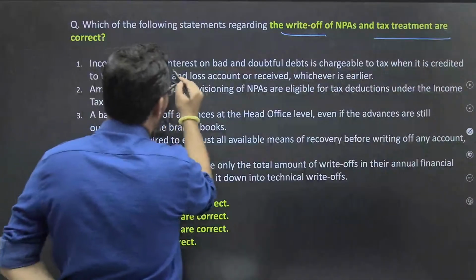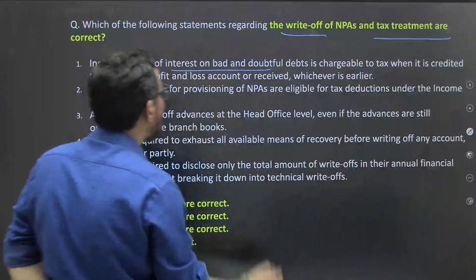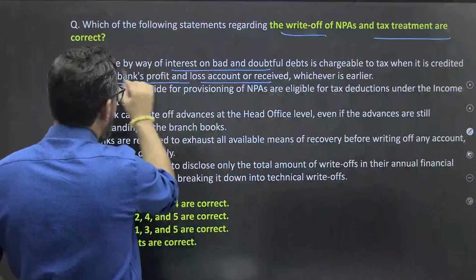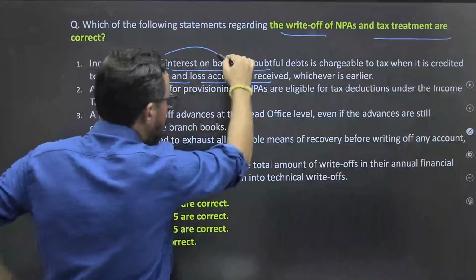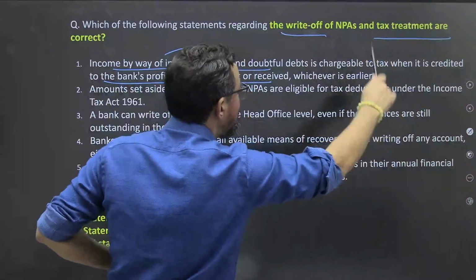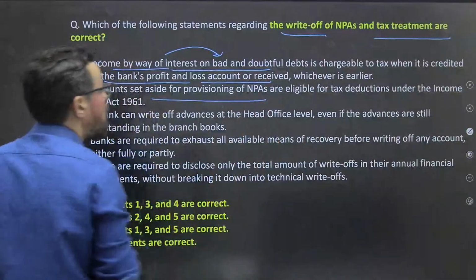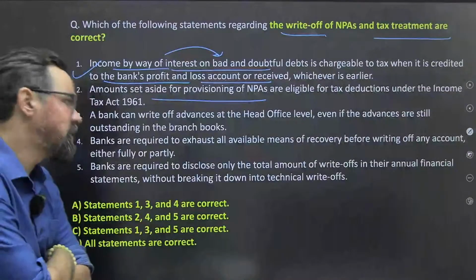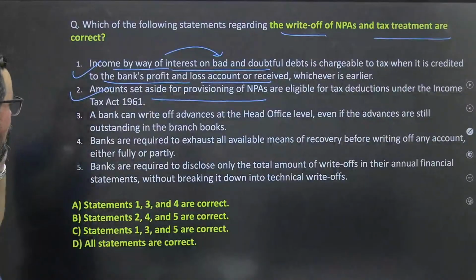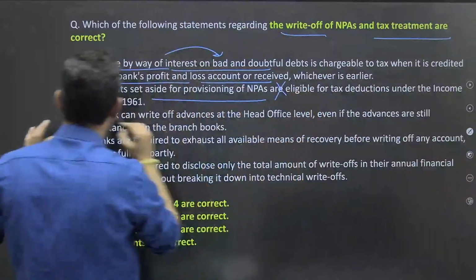Income by way of interest on bad and doubtful debt is chargeable to tax when it is credited to bank profit and loss or received, whichever is earlier. Income by way of interest on bad and doubtful asset is chargeable to tax when it is credited to the bank. बिल्कुल सही आपका, ठीक है? Amount set aside for provisioning of NPA are eligible for tax deduction under Income Tax Act 1961. ठीक है? This is also correct आपका, ठीक है? Sorry, amount set aside for provisioning, they are not eligible आपका, ठीक है? They are not eligible. Sorry guys, they are not eligible.